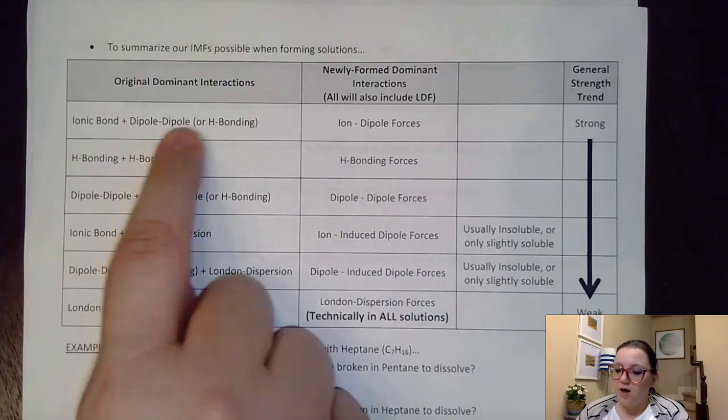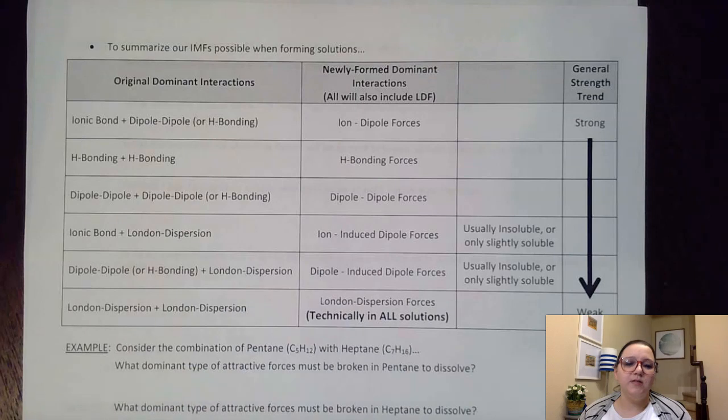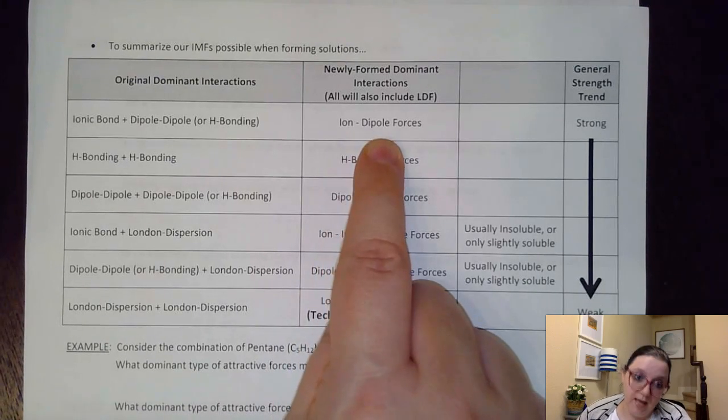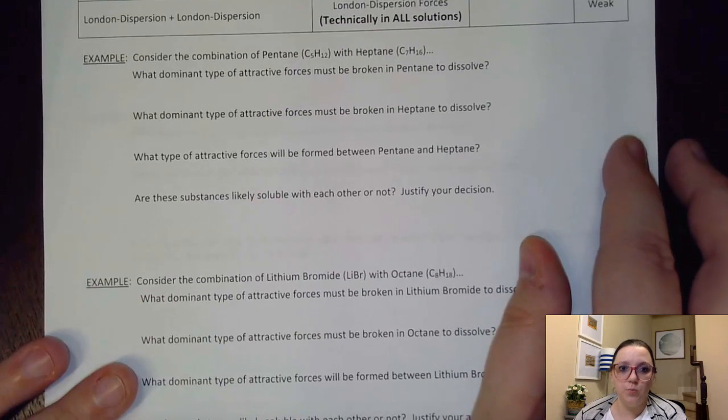Same thing goes for ionic and hydrogen bonding. For example, if I had some sort of ionic with water, even though water on its own can do hydrogen bonding, the new thing I'm putting it with is not capable of that, so we revert back to the ion-dipole name. Okay, so let's look at some examples here and see how this would work.